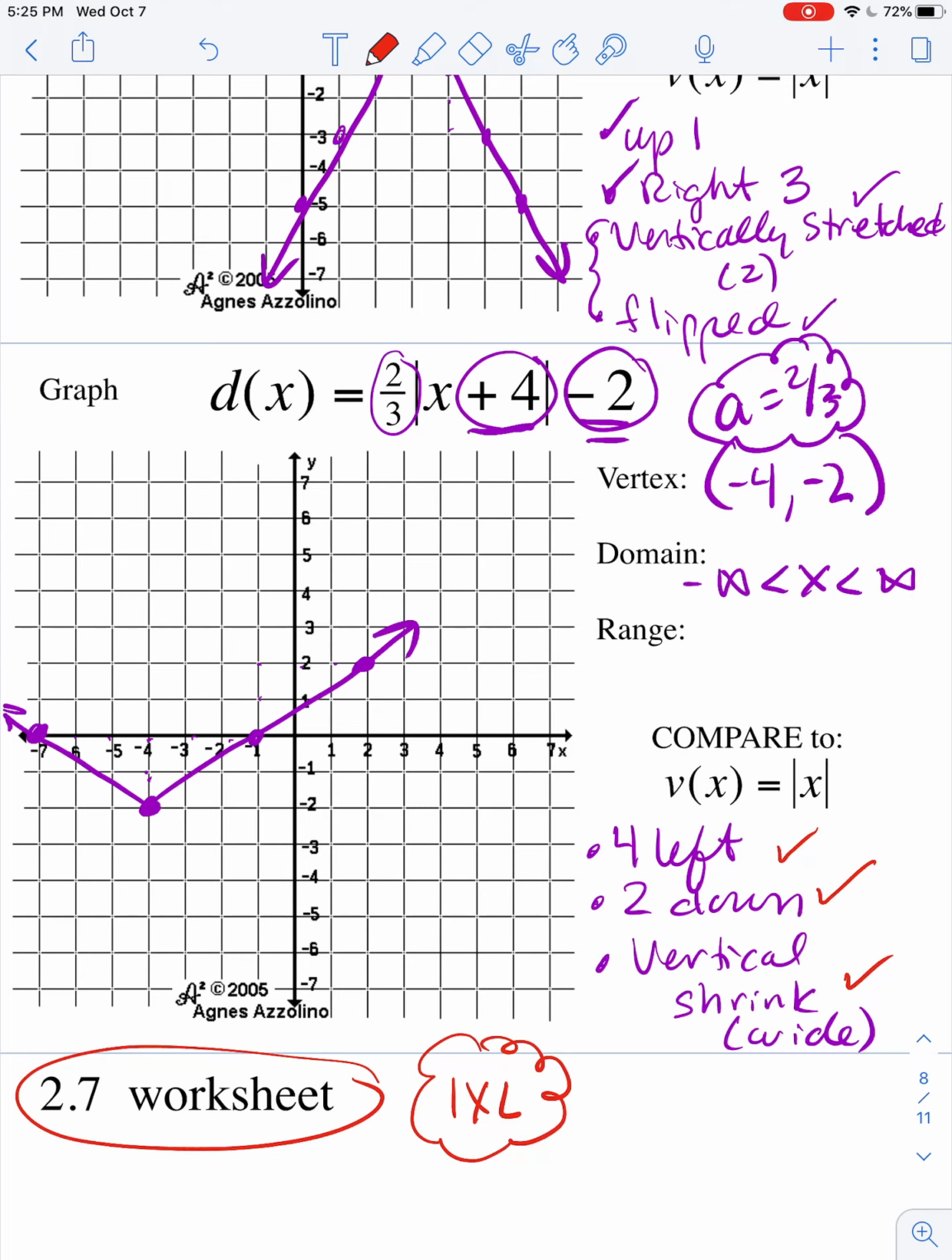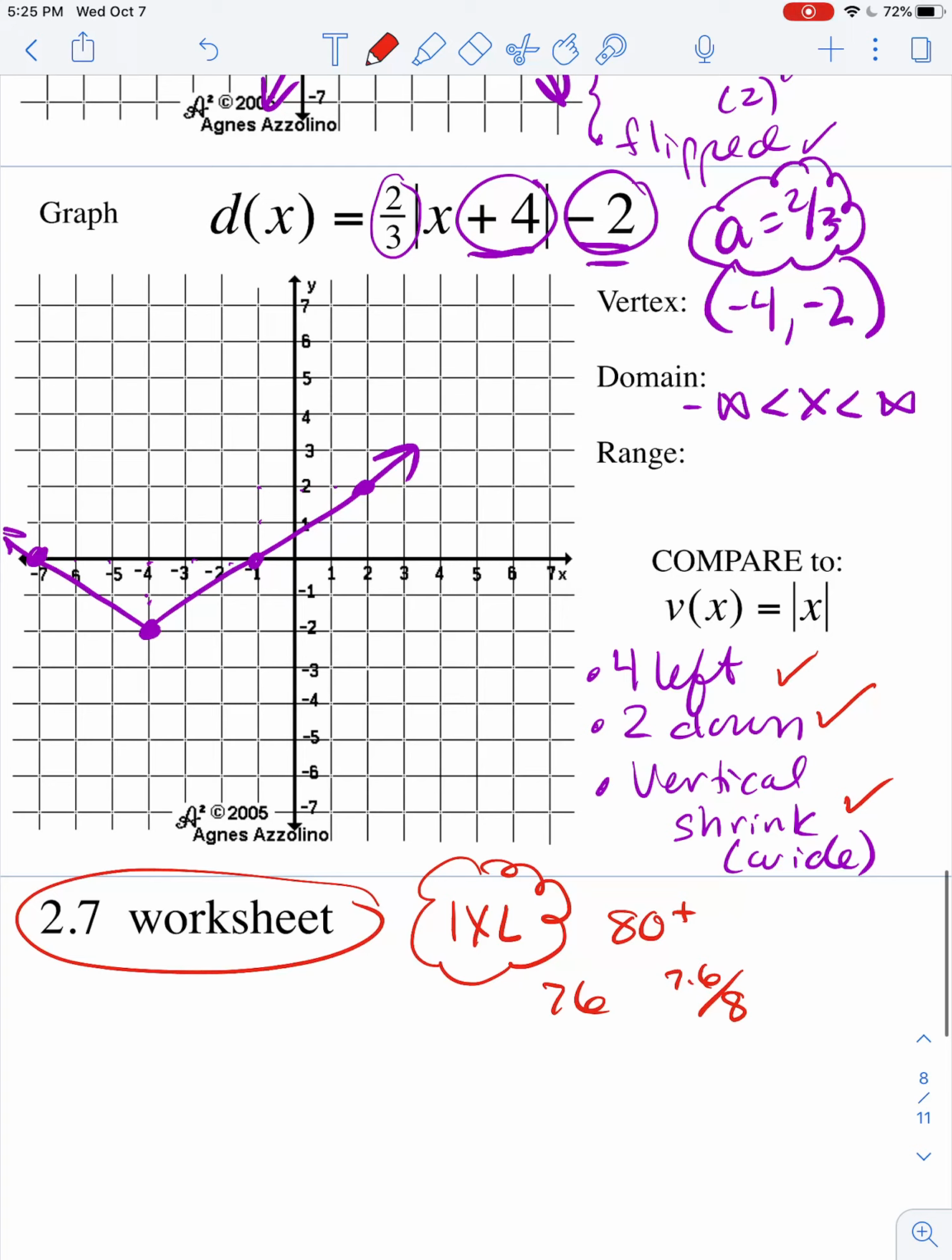Alrighty, friends. So go ahead and try that 2-7 worksheet and then look through the assignment also. And you're going to do your IXL. And again, at the IXL, you're going to be aiming for a score of 80 or over. So if you get a 76, then you're going to be looking at 7.6 out of 8. If you're feeling like this is easy peasy lemon squeezy and you want to go for 100, then you can get 10 out of 8. So you have those 2 fun things to do to practice what you just learned.